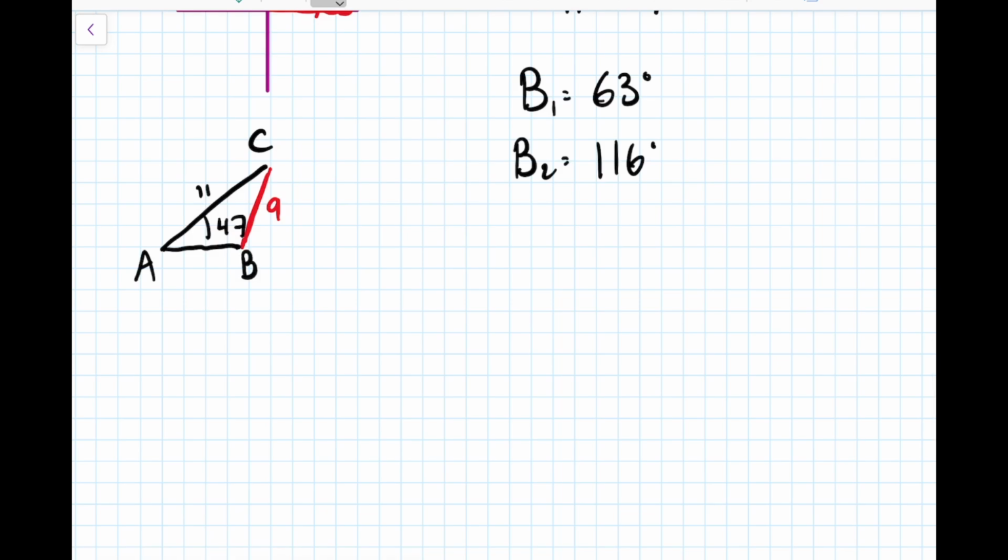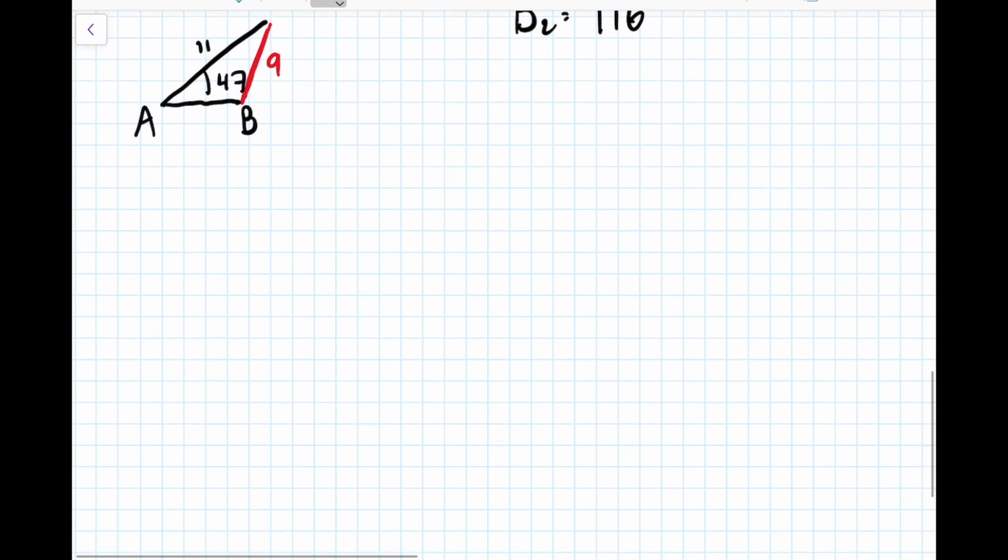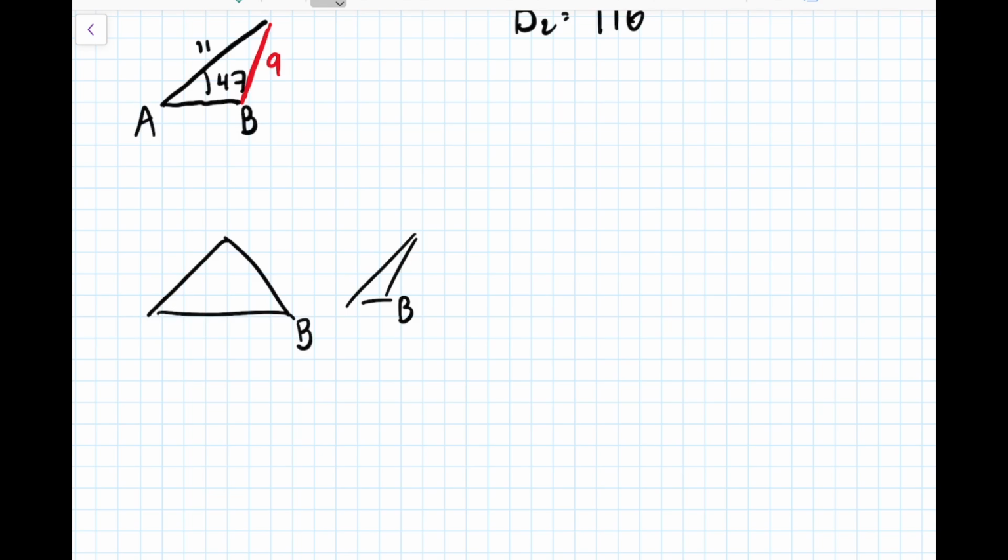And so this is angle B down here. And so you can see angle B is now much bigger. And so those are always going to be your two cases, where you're going to have a triangle that looks something like this, and then a triangle that looks something like this, where this is your first B, and that's your second B.